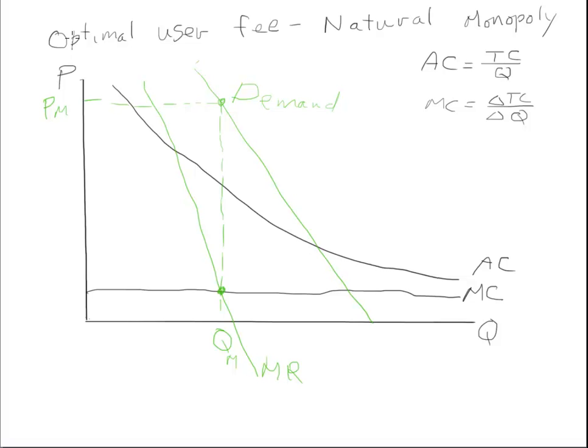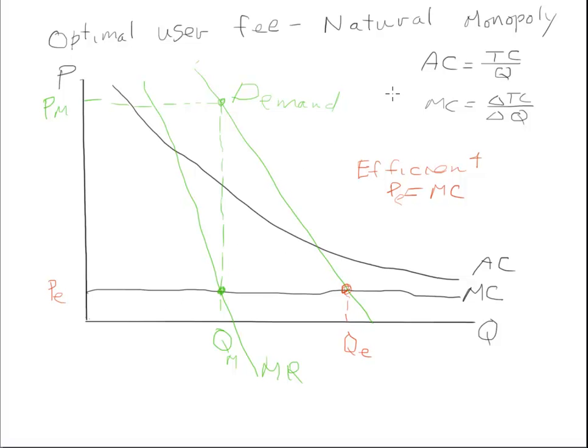Now that's not efficient. Let's use red for efficient. Efficient says we want to produce right here, where price is equal to marginal cost. Price is equal to marginal cost right there. QE for the efficient quantity, and the efficient price, PE, is right over here. This point is going to be efficient.